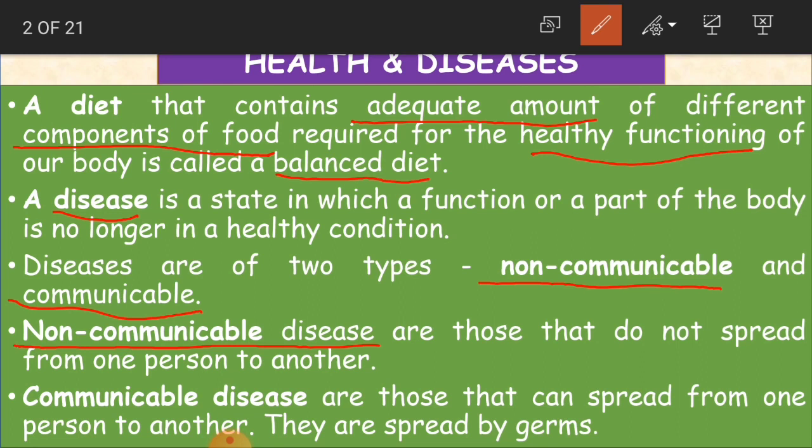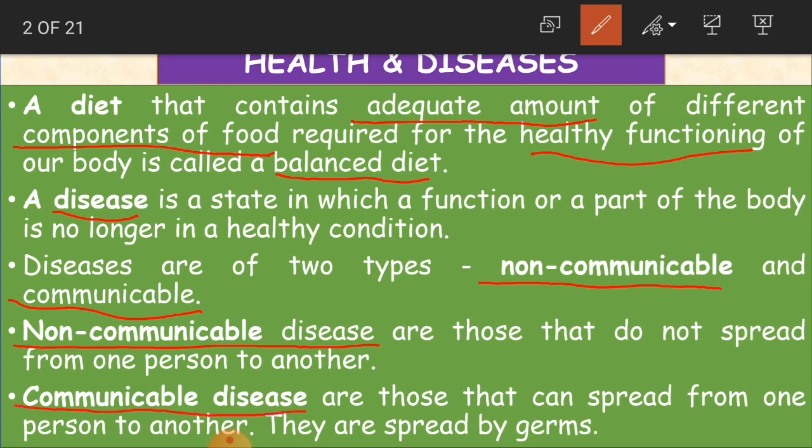Like suppose if you say headache, we'll get a headache. If we get a headache, it remains with us only. This headache is not going to transfer to some other person who is near to us. So it is a non-communicable disease.